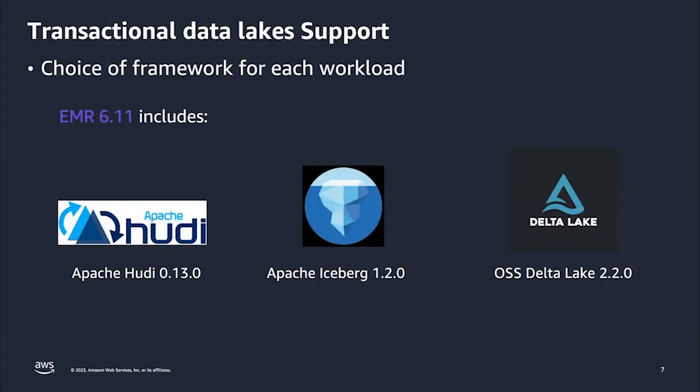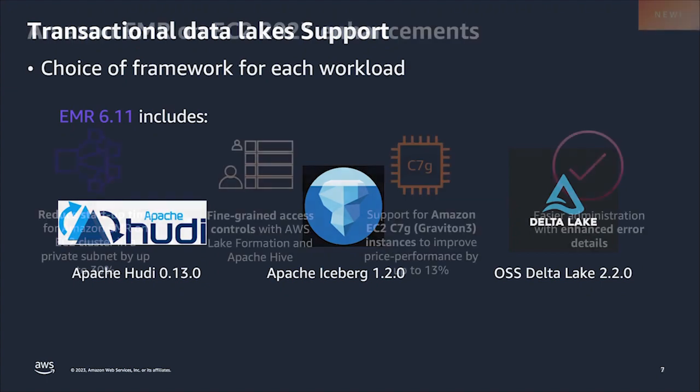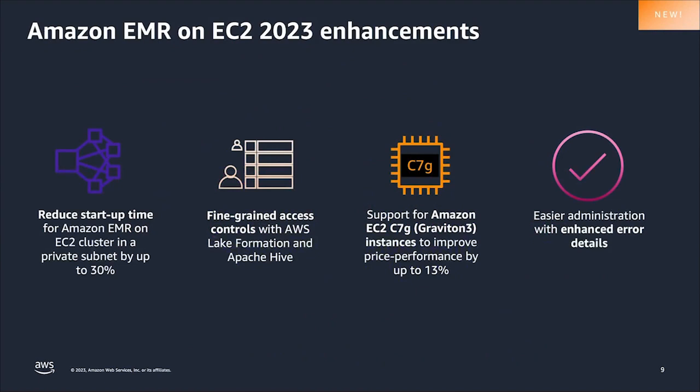Nowadays, transactional data lake support is very common in the market, and everyone wants to create data lakes with the help of Apache Hudi, Iceberg, and OSS Delta Lake. Amazon EMR supports all three of these frameworks. Basically, Amazon EMR 6.11 includes Apache Hudi 0.13.0, Apache Iceberg 1.2.0, and OSS Delta Lake 2.2.0. Now let's go to the next slide, which will cover all the enhancements.